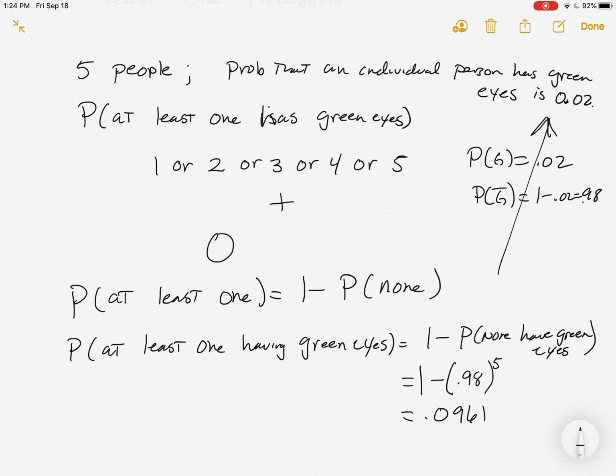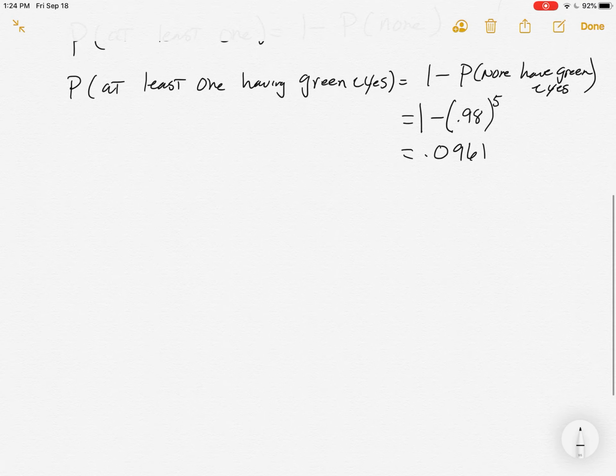So it's not unlikely to have at least one person out of a group of 5 in this population having green eyes. It's going to happen about 9% of the time that you bring those groups of 5 together. That's how we're reading this information. But it's not unlikely because it's above 0.05, so they may still filter in those types of questions as we go through. So we could say something like this: a couple plans to have 3 children.